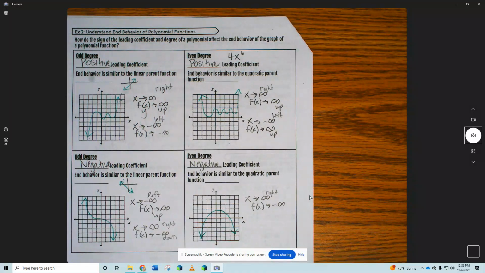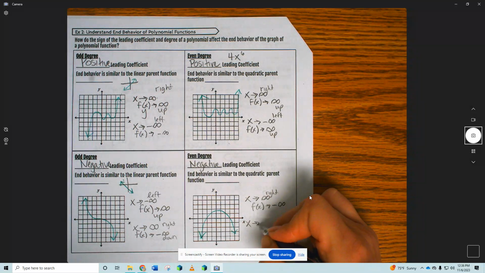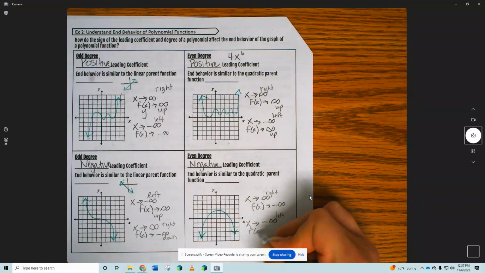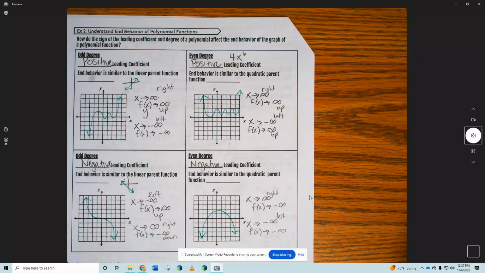And then lastly, we're almost done, guys. X goes to the left. Y, f of x, goes down. You're getting really good at infinities, huh?